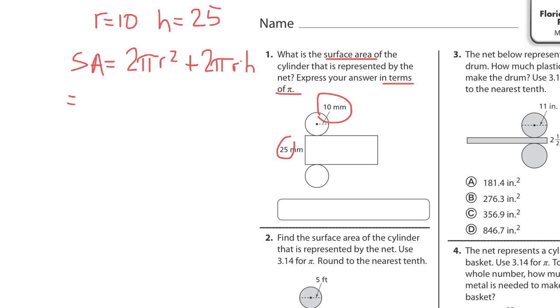And we have here 2 pi 10 squared plus 2 pi 10 times 25. That's this one here, and this is the 10.